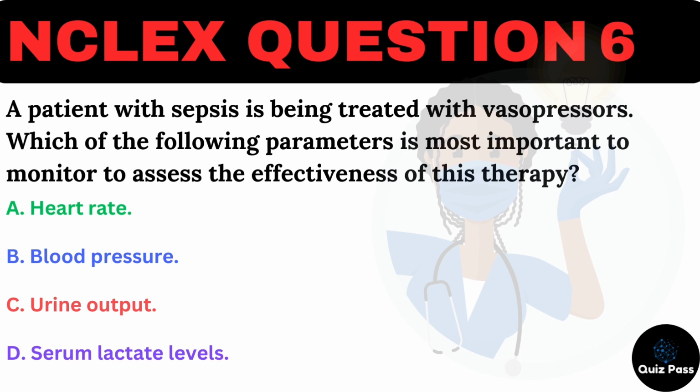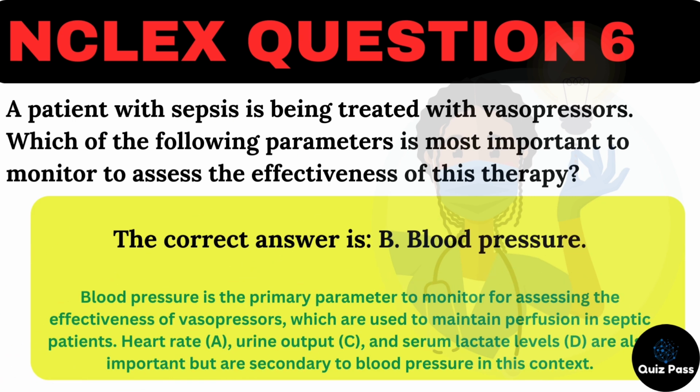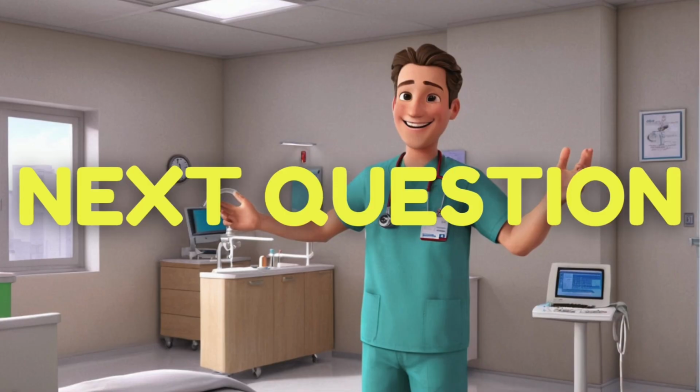The correct answer is B. Blood pressure. Blood pressure is the primary parameter to monitor for assessing the effectiveness of vasopressors, which are used to maintain perfusion in septic patients. Heart rate, A, urine output, C, and serum lactate levels, D, are also important but are secondary to blood pressure in this context.